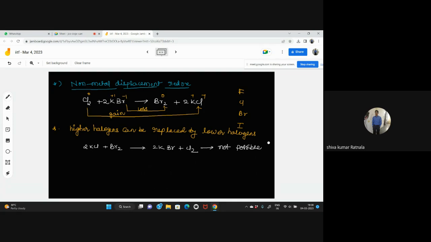See, what does higher halogen mean? This is the order, no? First fluorine is lower by mass, and higher in terms of mass. Okay? Similarly, if I'm taking this, you tell me whether this reaction is possible or not. Possible or not?